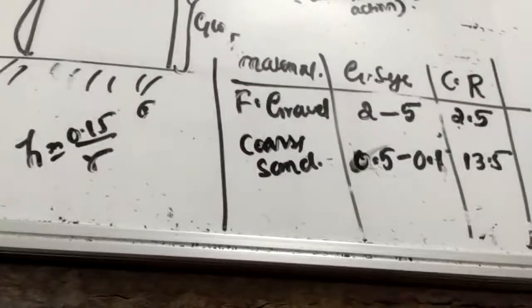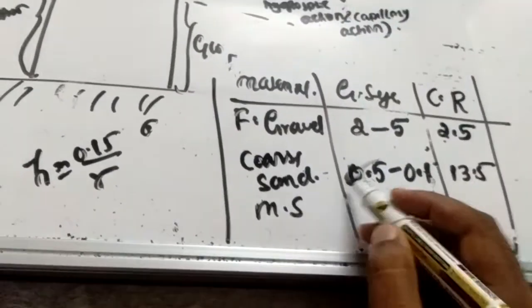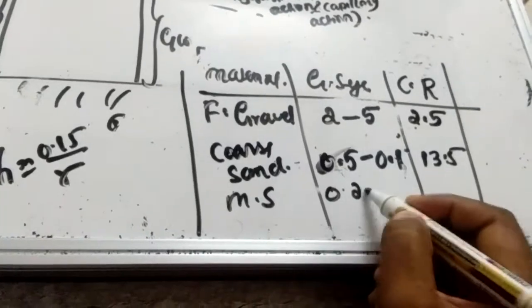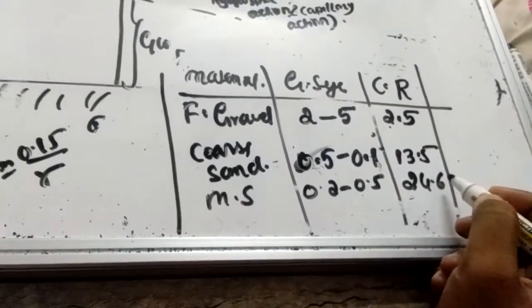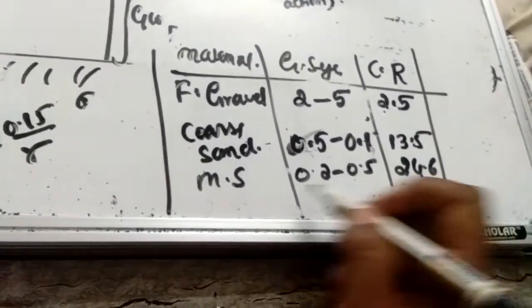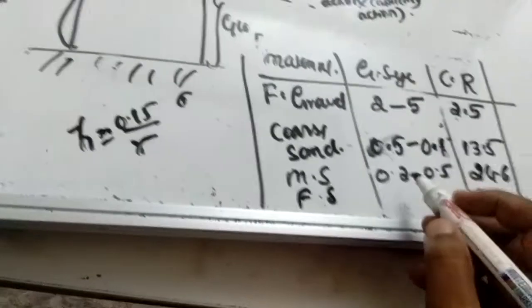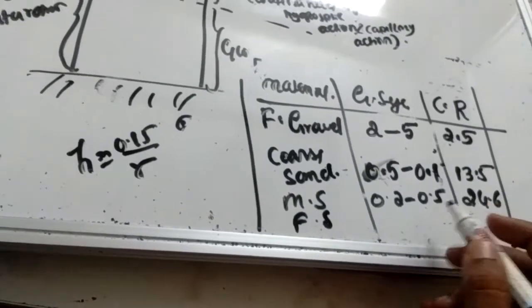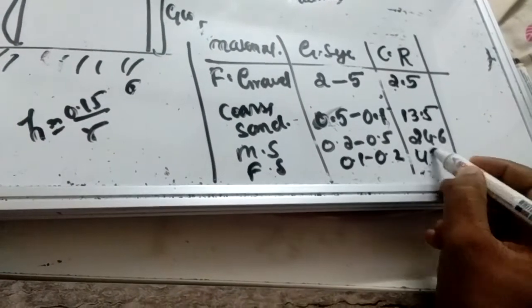and coarse sand, medium sand. Medium sand means 0.2 to 0.5, with capillary rise 24.6, and fine sand is 0.1 to 0.2, capillary rise is 42.8.